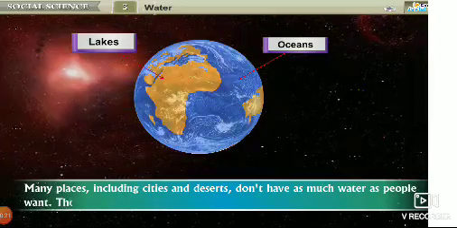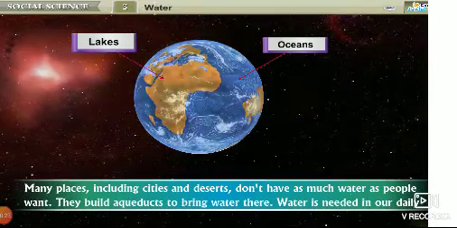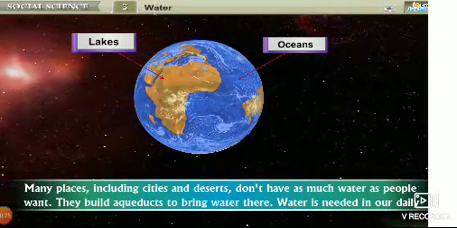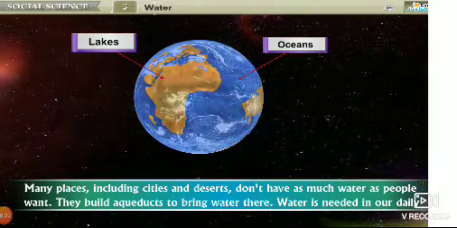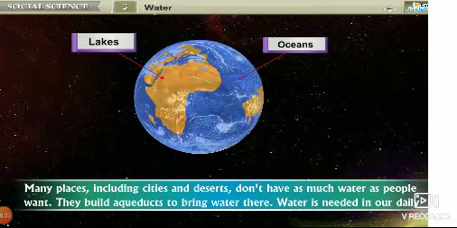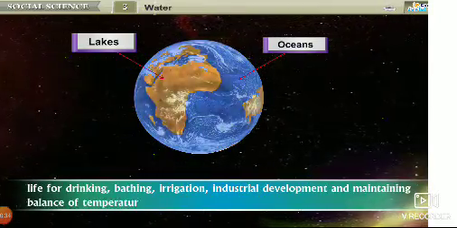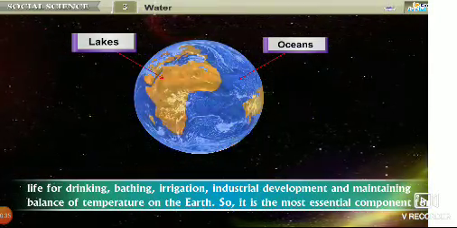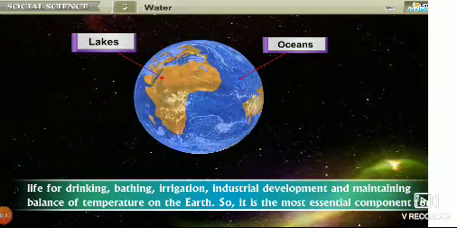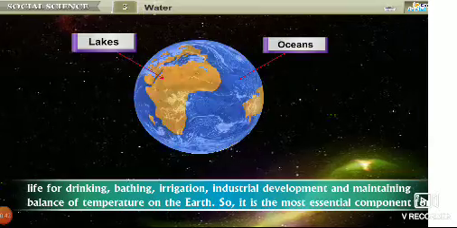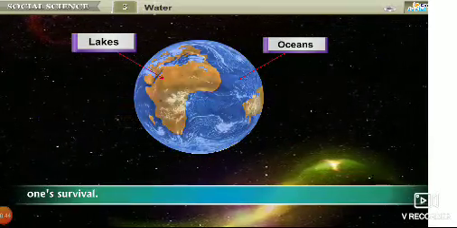Many places, including cities and deserts, don't have as much water as people want. They built aqueducts to bring water there. Water is needed in our daily life for drinking, bathing, irrigation, industrial development, and maintaining balance of temperature on the earth. So, it is the most essential component for one's survival.